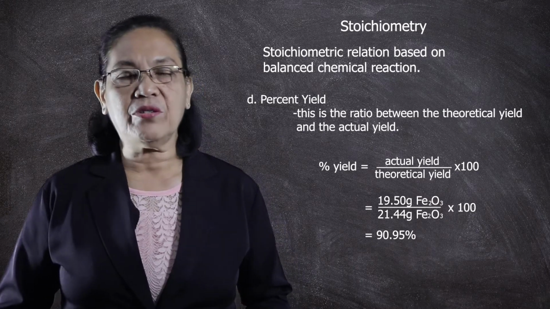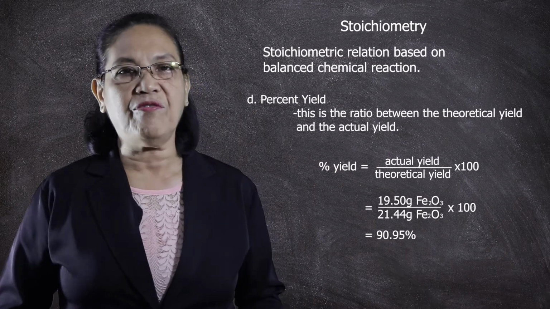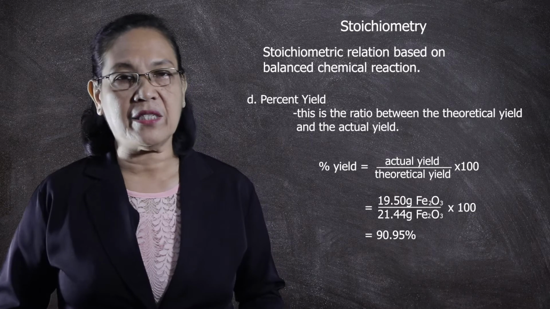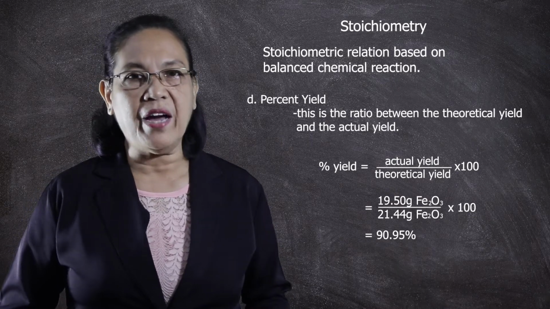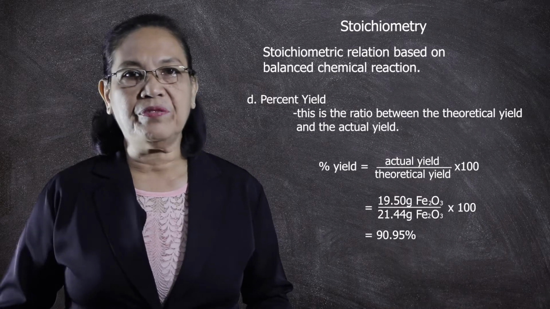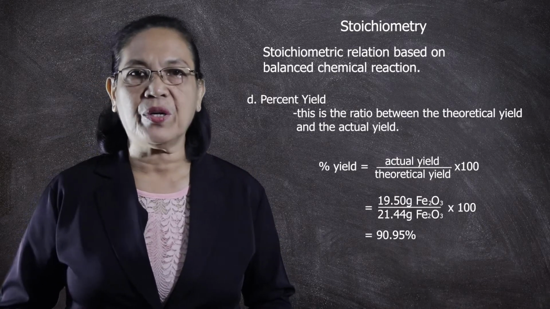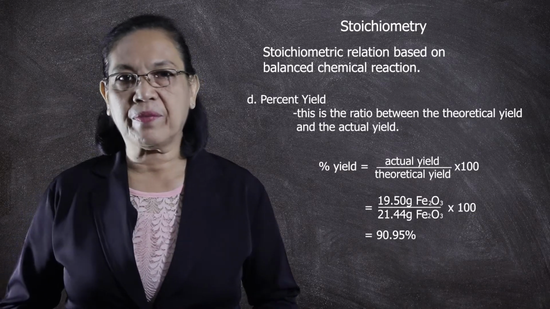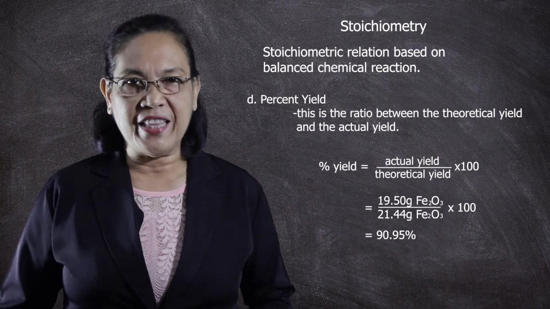Substituting the values of the actual yield and the theoretical yield into the formula, the equation will look like this. Percent yield equals 19.5 grams of ferric oxide divided by 21.44 grams of ferric oxide times 100. Percent yield equals 90.95%.